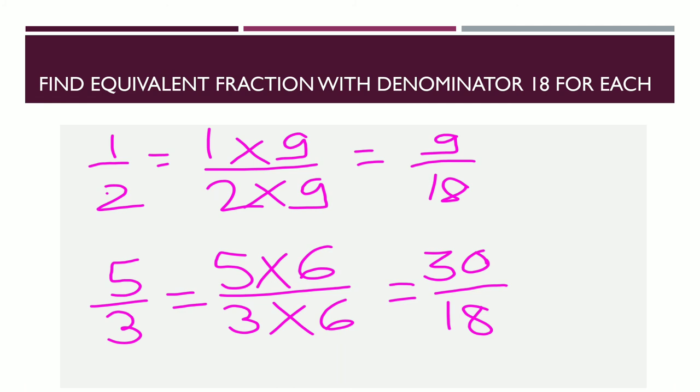The next example is 5 upon 3, and we convert the denominator 3 into 18. For converting the denominator into 18, we multiplied 3 by 6. So we multiplied the numerator of that fraction by 6. So we get 30 upon 18.